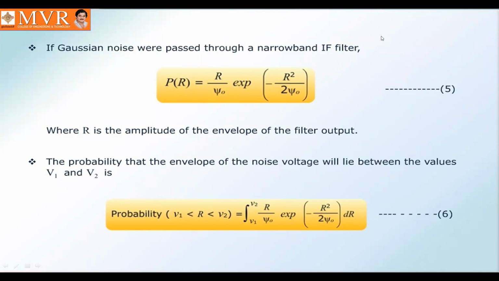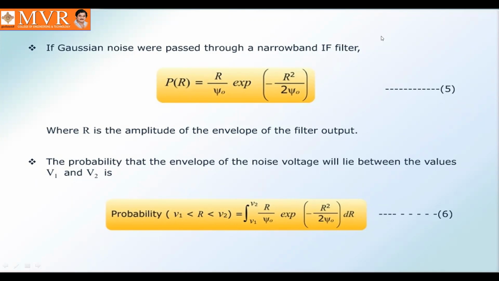So already we have seen in your previous unit, unit number 2, which was discussed earlier, that we can use either frequency modulation or amplitude modulation. If you use the amplitude modulation, what happens? The amplitude of the signal varies. So that is the reason we need to consider the amplitude in order to detect the output. So we should concentrate on the amplitude. That is the reason the probability of the envelope of the noise voltage lies between the values of V1 and V2, that is a formula.